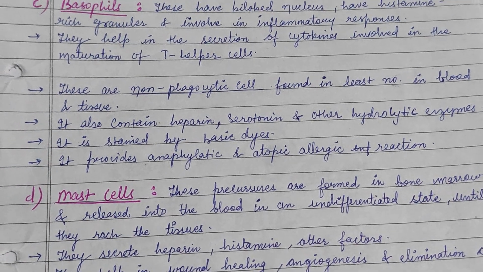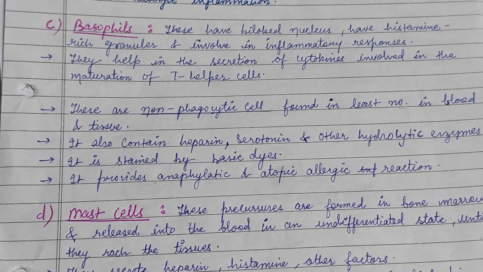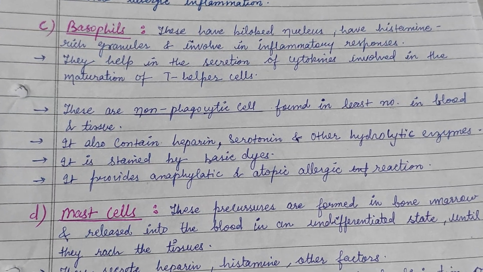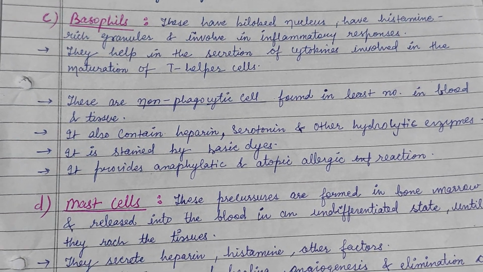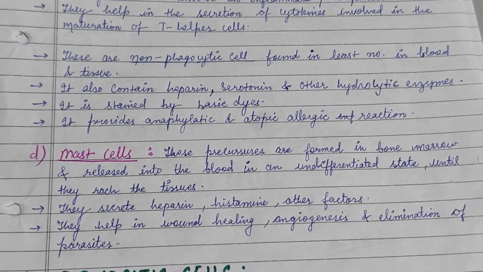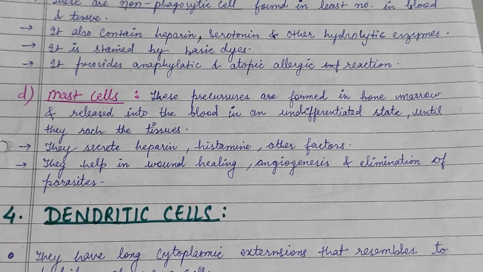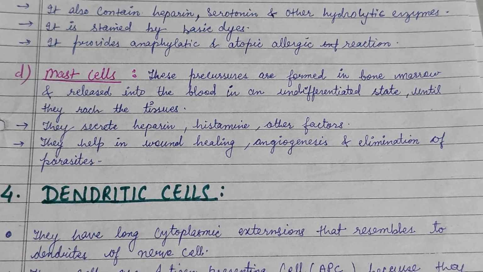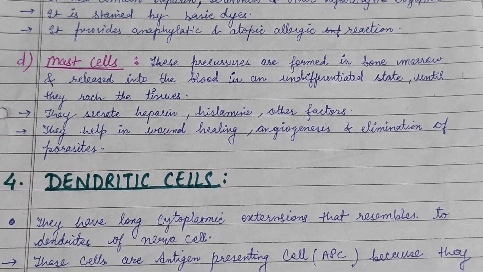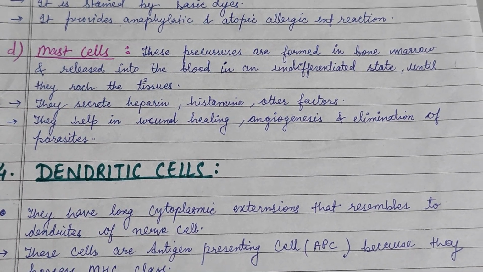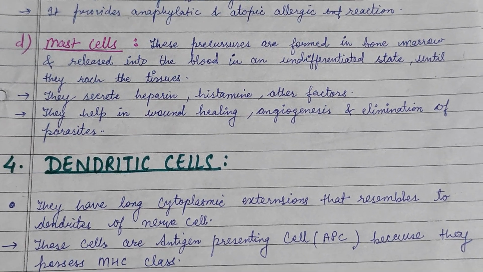These are non-phagocytic cells. This is important. The eosinophils and the neutrophils are all phagocytic cells, but the basophils are non-phagocytic cells, found in the least number in blood and tissues. Mast cells: their precursors are formed in bone marrow and released into blood in an undifferentiated state until they reach target tissues. They secrete heparin, histamine, and other factors.